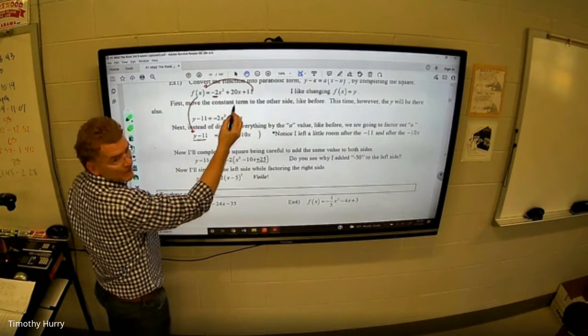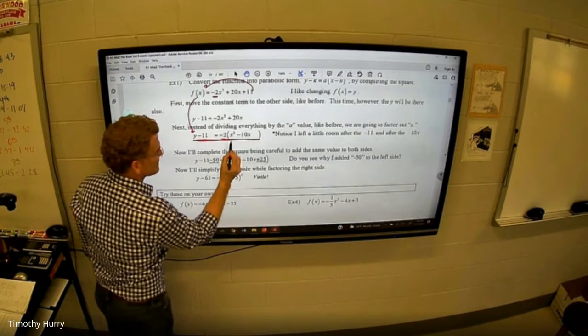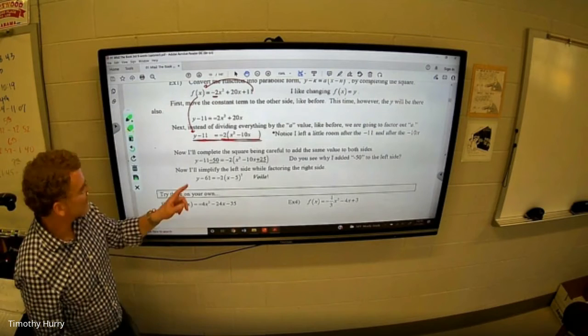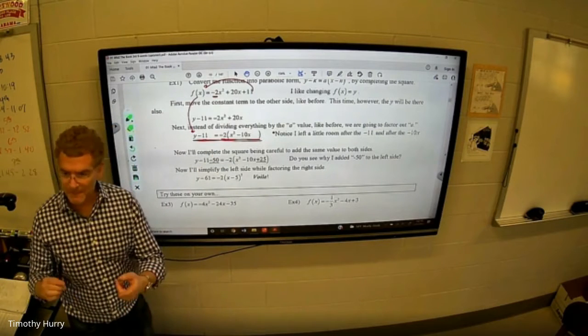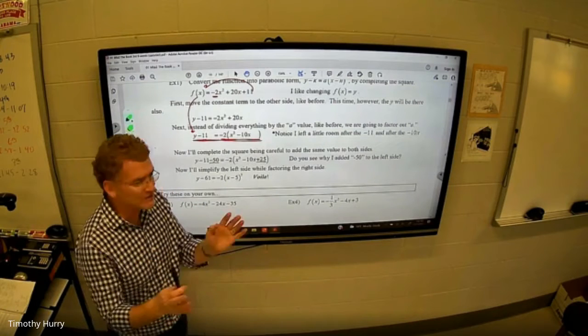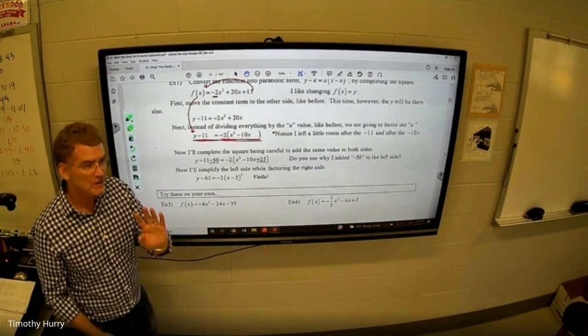x squared, -10x. So here's my process in one step. How do I complete the square? Now that there's a 1 in front of my x squared, half the 10 is -5, but whatever, it's going to end up being positive, right? Square that 5 and you get a +25.